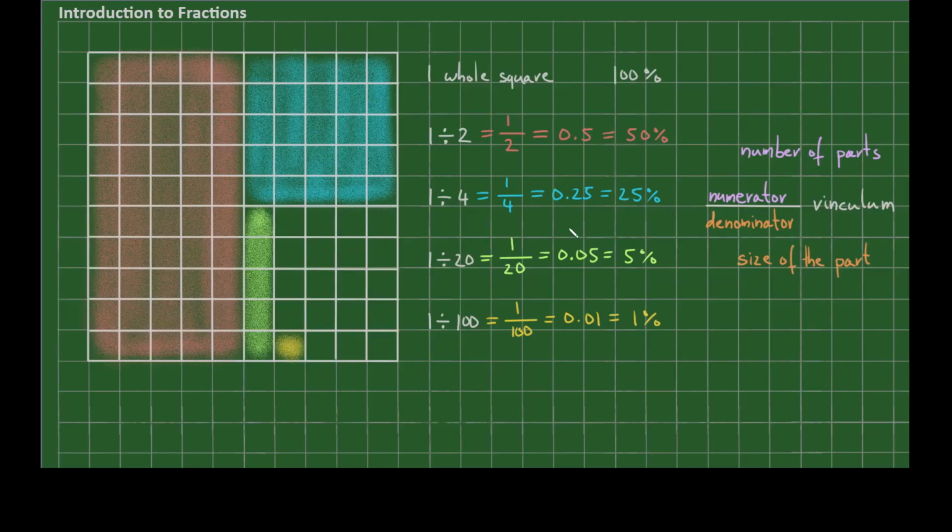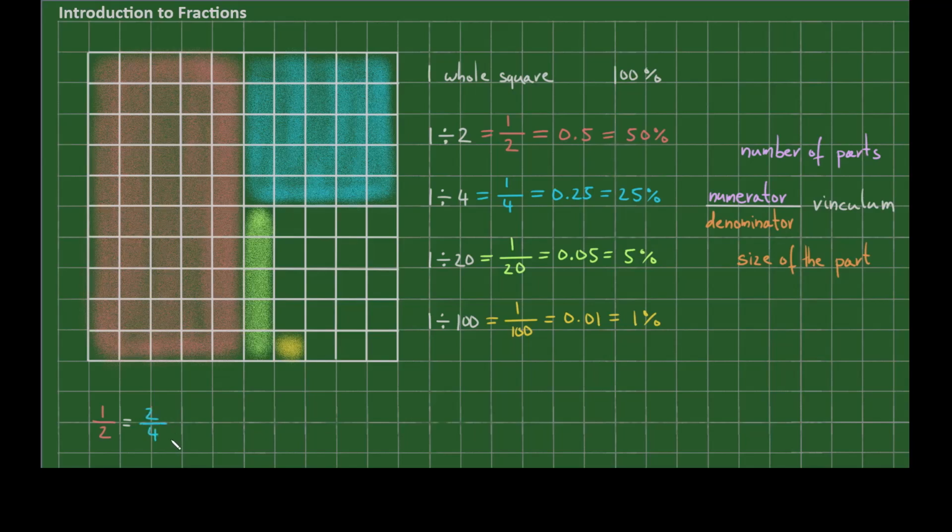For example, if I am talking about 1/2, what would that be in terms of quarters? In other words, how many of these blue squares fit into this red rectangle? By observation alone, we could say 2. And so 1/2 is the same as 2/4.